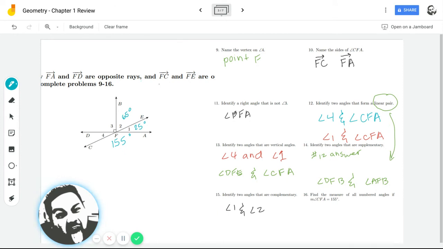Angle 3 is 90 degrees, the definition of a right angle. I also know that angle CFA, the 155, and angle 4 have to add up to 180. So this has to be 25. And it's not a mistake that angle 1 and 4 are congruent. We're going to learn in the next chapter that vertical angles are always congruent to each other. And this is questions 9 through 16.